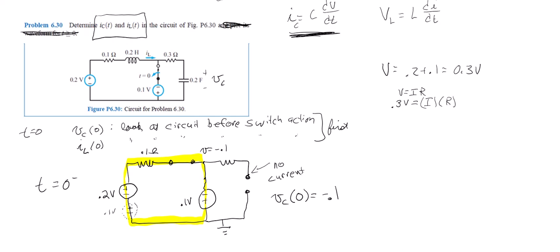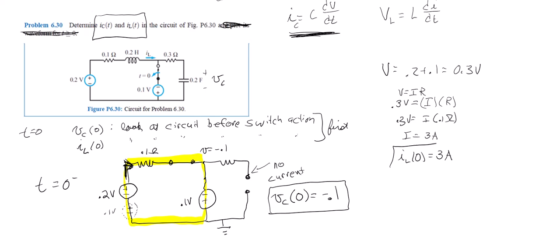Now I do need to pay attention to what direction my current will be going. It will be going this way. So 0.3 volts equals I times 0.1 ohm, or my current is 3 amps. And that is IL of 0 minus, which has to also be IL of 0. So these two things here have to be true at time t equals 0.